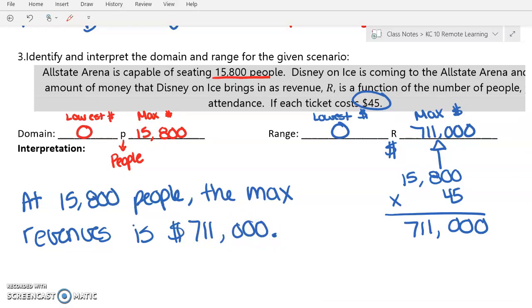So that pretty much concludes what this problem is talking about. We found the domain, we found the range, and then we were able to write an interpretation based off of that information.